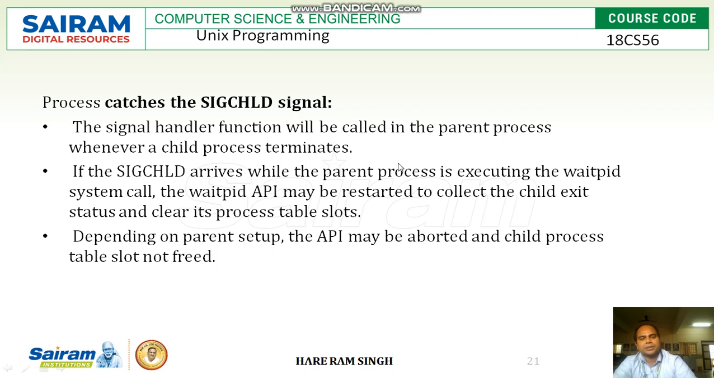So if the parent process is executing the waitpid API, then the waitpid API may be restarted. It will be restarted to collect the child exit status, and it also clears the child status from the parent process table. Depending on the parent setup, the API may be aborted and the child process table slot not freed. So depending on the parent process setup, the API may be aborted also.